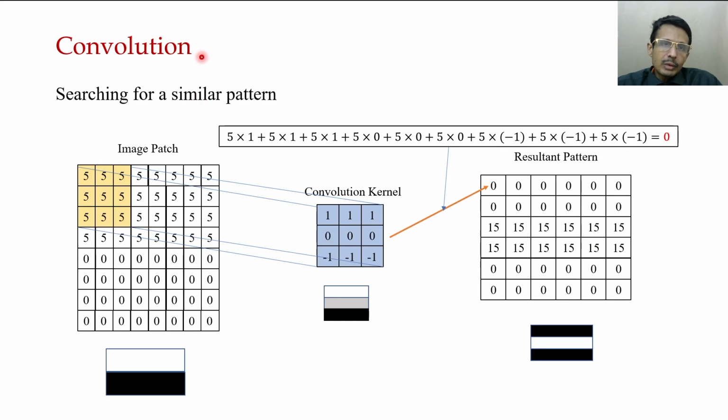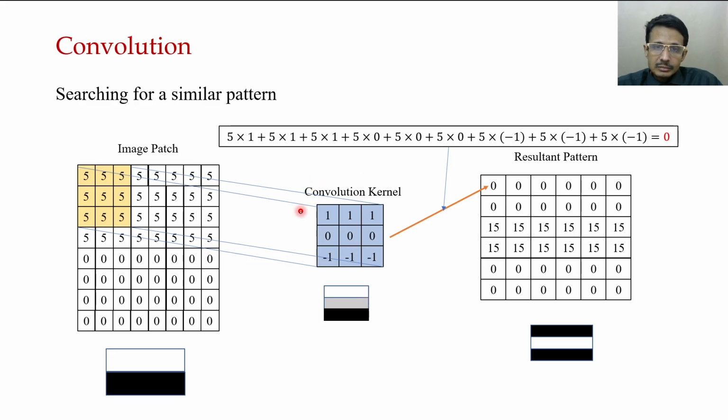Now we are going to understand how the convolution operation is being carried out in CNN. As we have understood before, convolution is used to find out the pattern or local spatial pattern in the image patch. To understand a particular pattern, for example, here we are searching for a horizontal line.